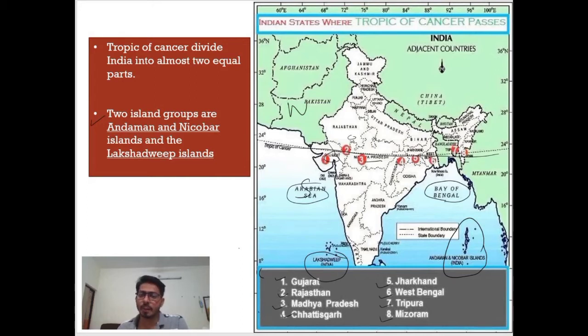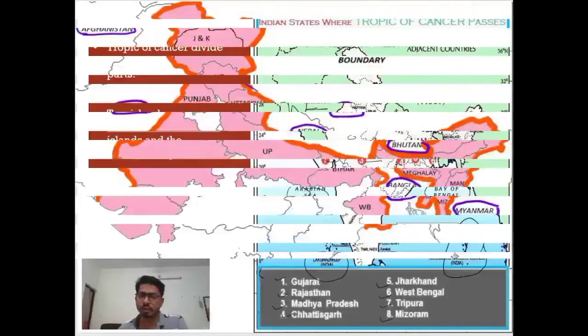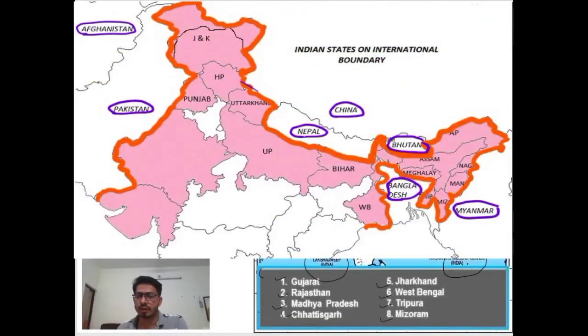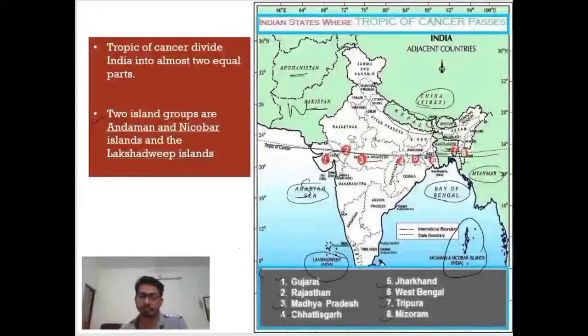Then Pakistan is our neighbor. Afghanistan is our neighbor. China is our neighbor. Here Bhutan is located, and then Nepal is located here. Bangladesh is located here, and Myanmar is located here. It's difficult now to remember which countries are located on the boundaries of India.